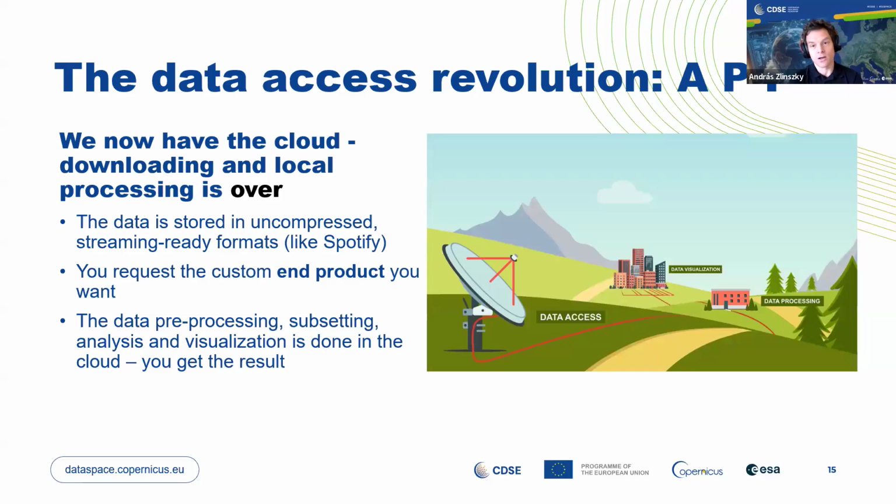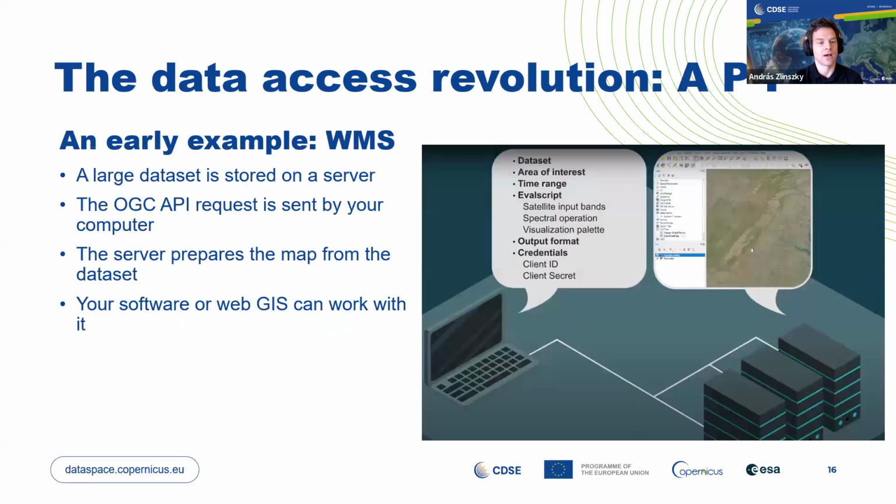The data is stored in uncompressed, streaming-ready formats, which means that you can get only the little part of the data you need. You don't have to directly download a full data product or a mosaic tile. And actually, you can request the custom end product that you want, not just order from a selection of raw data sets. The pre-processing, the subsetting, the analysis, the visualization is done in the cloud.